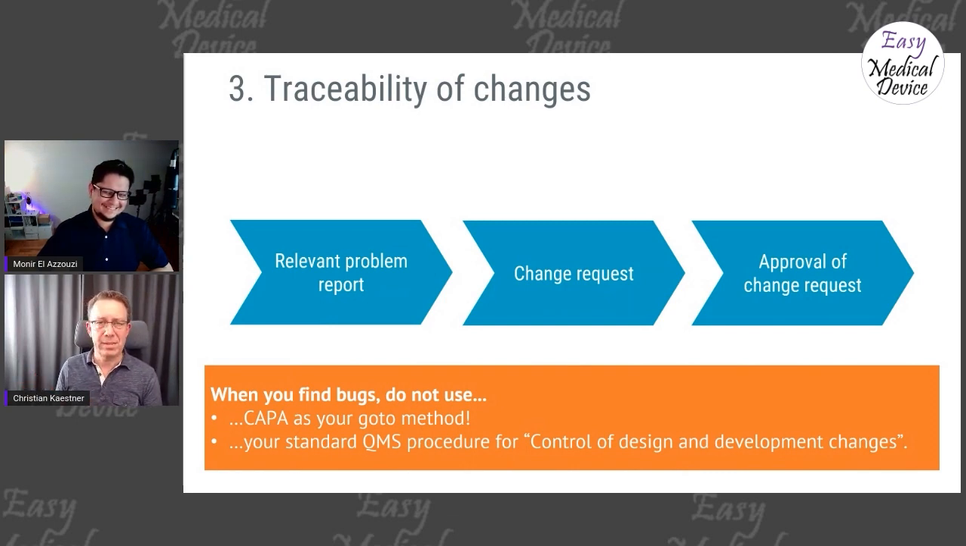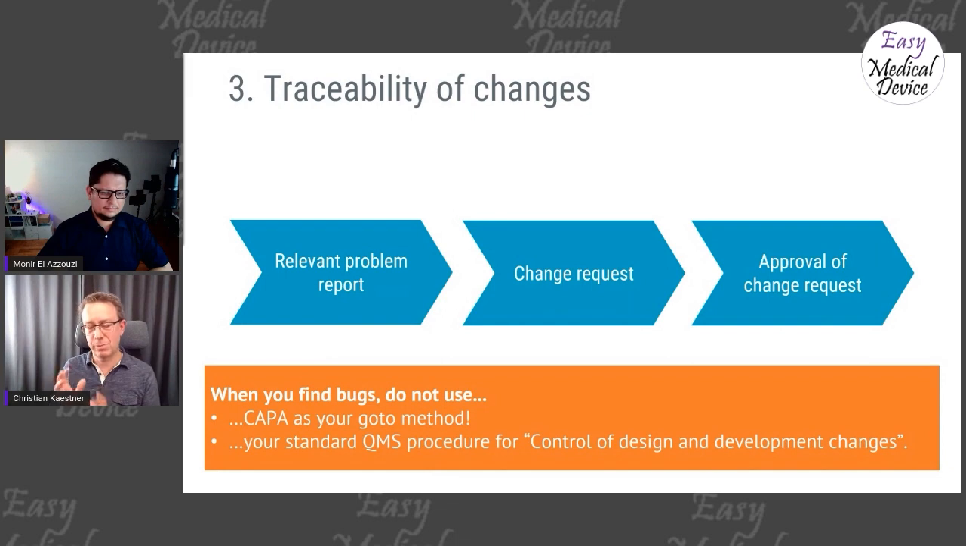And here I really want to make this in red almost. When you find bugs, usually don't use CAPA as your go-to method. I've seen that before. I've seen it. Luckily, it's some time ago, but it happens. A full-fledged CAPA system is simply too big and not needed to manage software bugs.